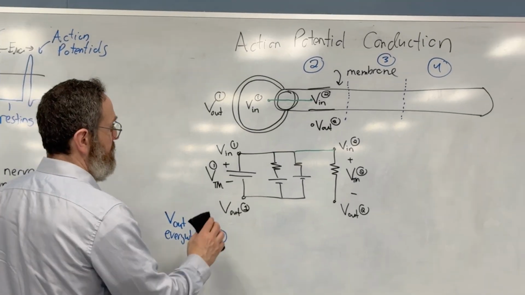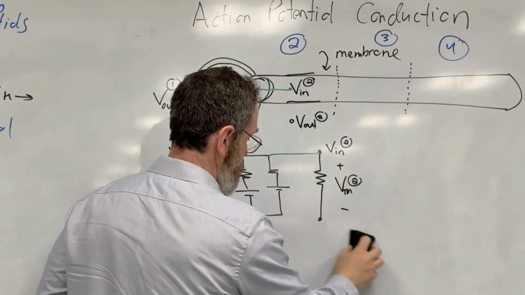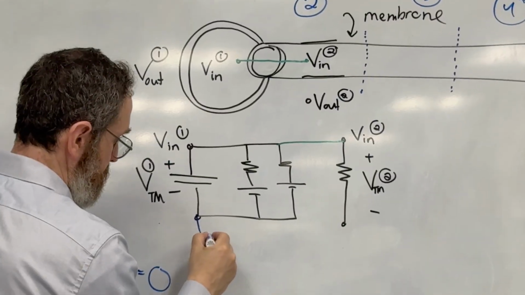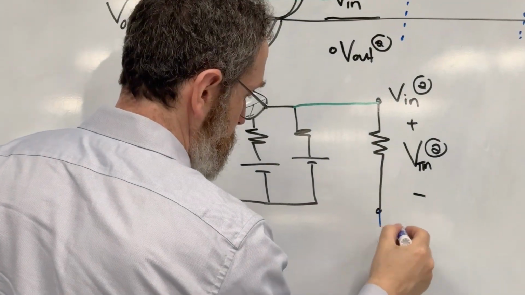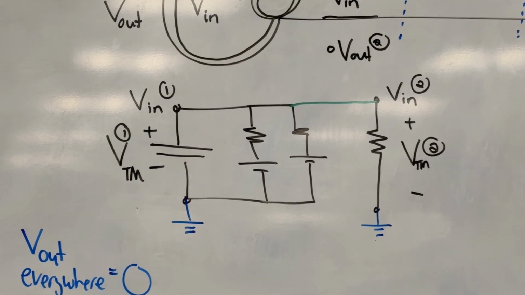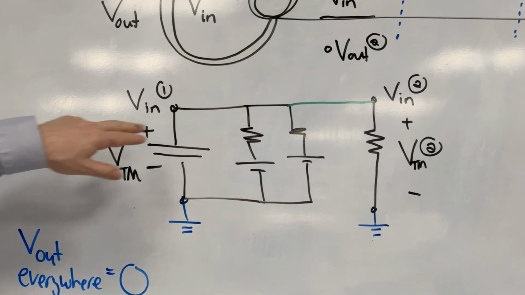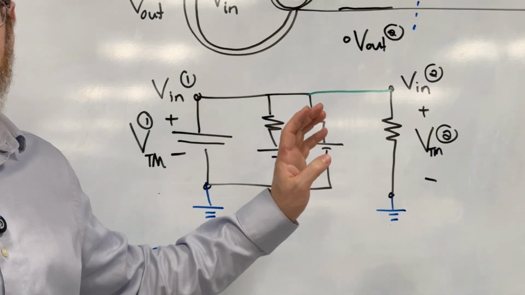as I'm trying to simplify this picture, is I can redraw these in a second. But what I'm going to do is re-add in here that these points are the same, and they're in fact the 0 that I'm measuring. So it's V in minus 0 is V transmembrane 1. V in 2 minus 0 is V transmembrane 2.